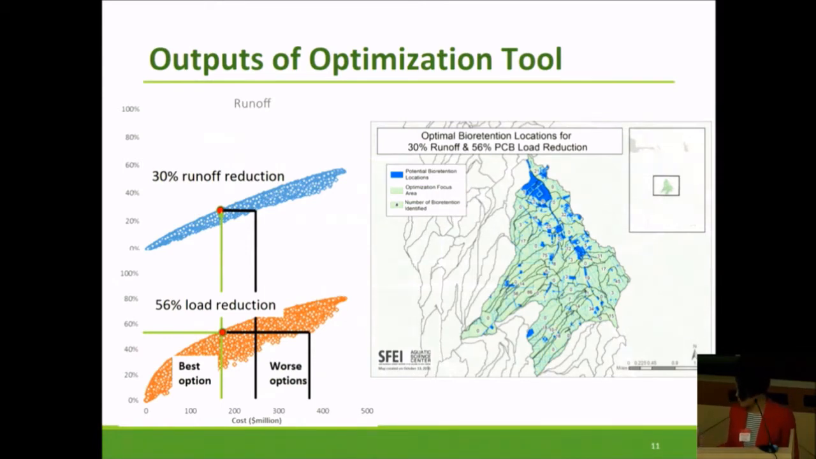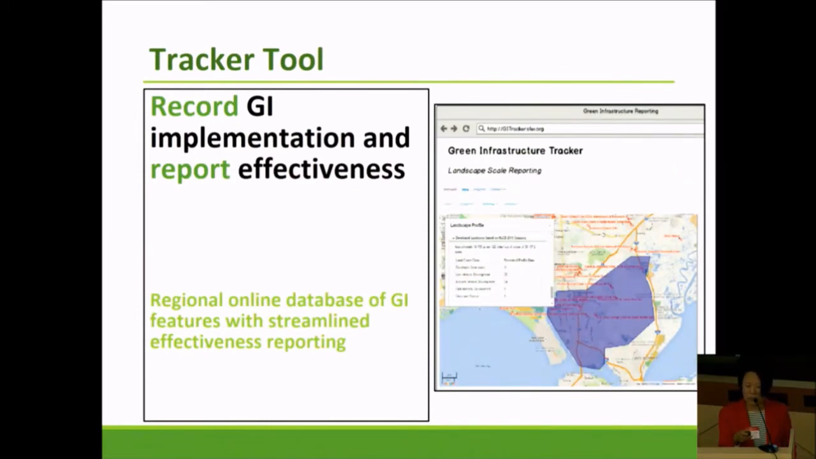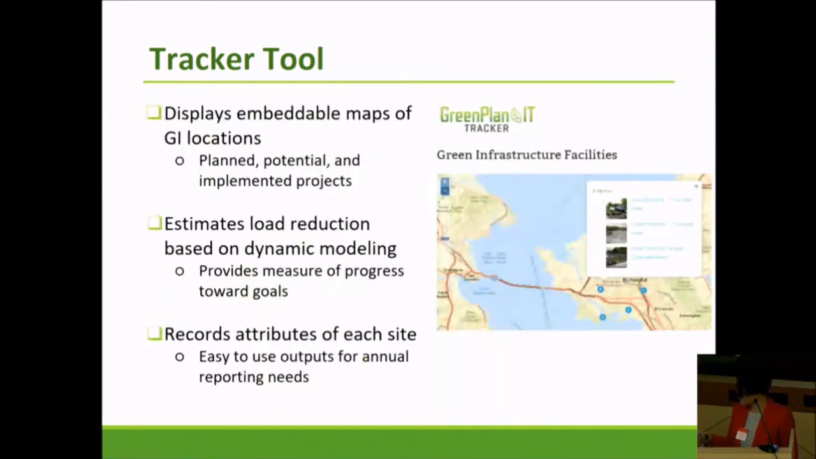Lastly is the tracker. The tracker really just helps you keep tracking the green structure implementation over space and time, and report their effectiveness. We call it a regional online database, which has all these green structure features with a streamlined process for reporting. Here are the locations, so you can see the number of dots there. The tool can display maps of specific green structure locations for all your planned, potential, or implemented projects.